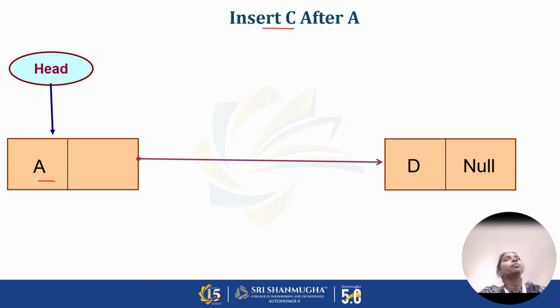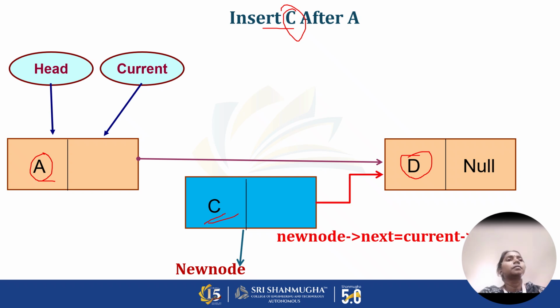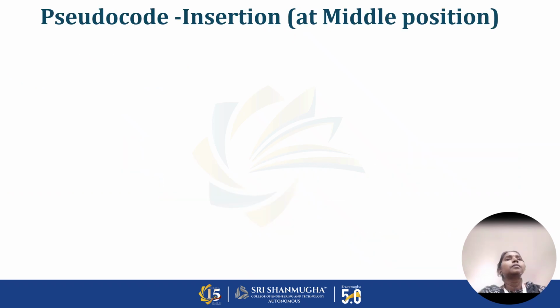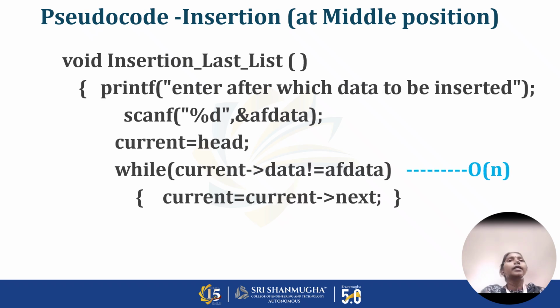Here we know the first node is the head node, A, and the last node is D. If we want to insert C here, C is the new node. This is the code: printf "enter after which data to be inserted", scanf the data, get the data, and current is head. While current data is not the data, current is current next.